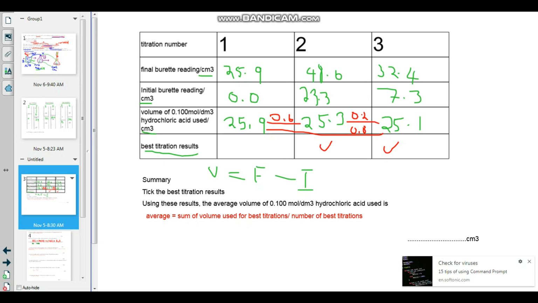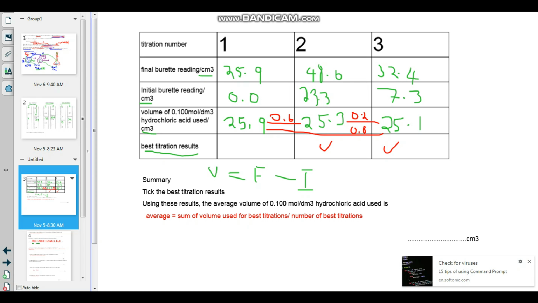There is no need to put an X here as a way of trying to indicate that you do not tick it. Do not place an X. Just leave it as blank. That is sufficient like that. So these are our best titration results.